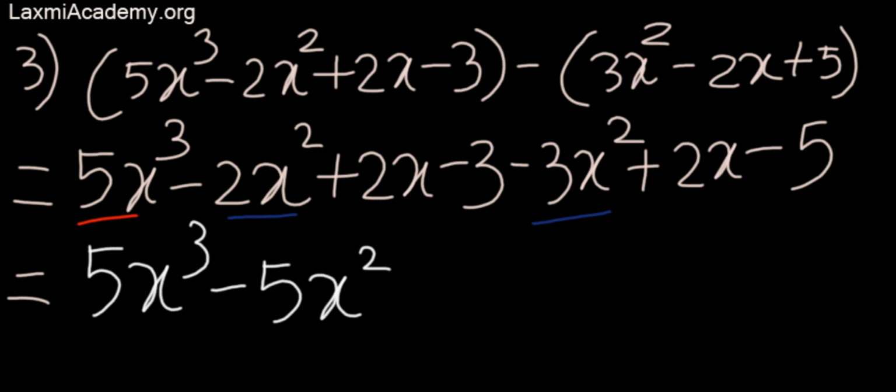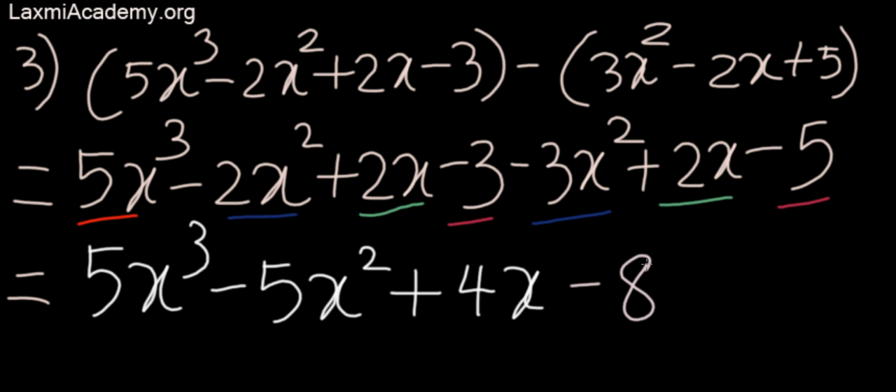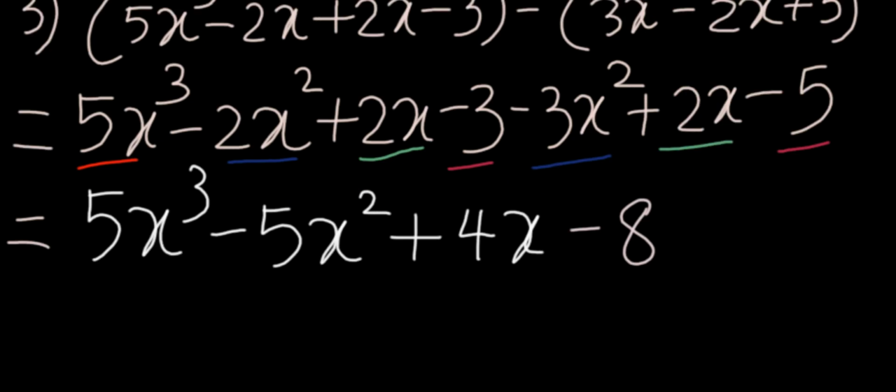Then move to the next one, which is positive 2x and positive 2x. So that will be positive 4x. And then you have the constants negative 3 and negative 5, which is negative 8. And once you practice this, it becomes easier. And this is in descending order. This is the degree 3, 2, 1, and 0. So we are fine. We don't have to change anything.